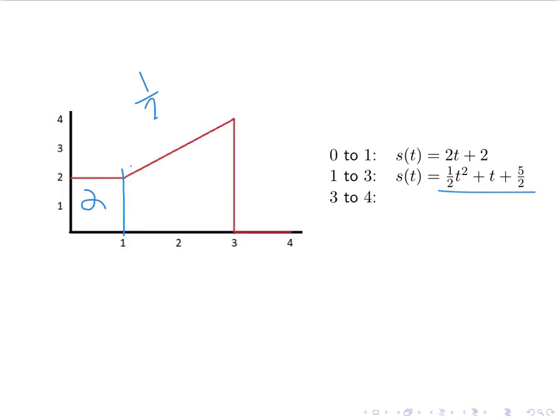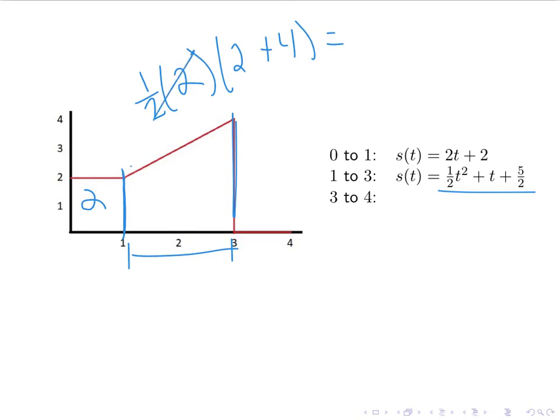And again, it's 1/2 the base, which is 2, from 3 to 1 is 2, times the sum of our sides, which is 2 and 4. So 2 plus 4 is 6. These guys cancel. So I've got a 6 here. So when I go to do the integral from 0 to 4, 0 to 1, 1 to 3, and then 3 to t, really, with t being in 3 to 4. So the function from 3 to 4 is 0.